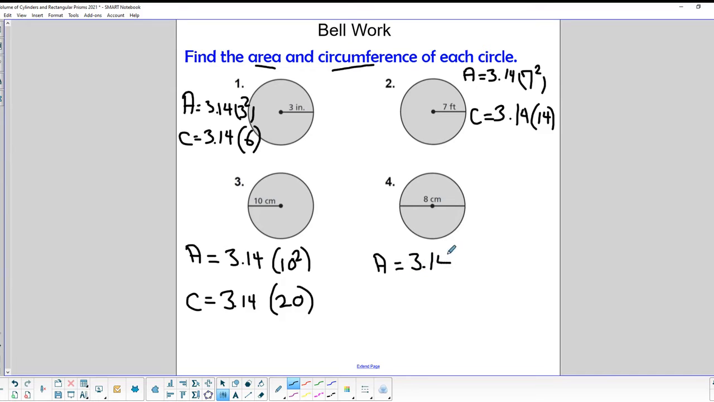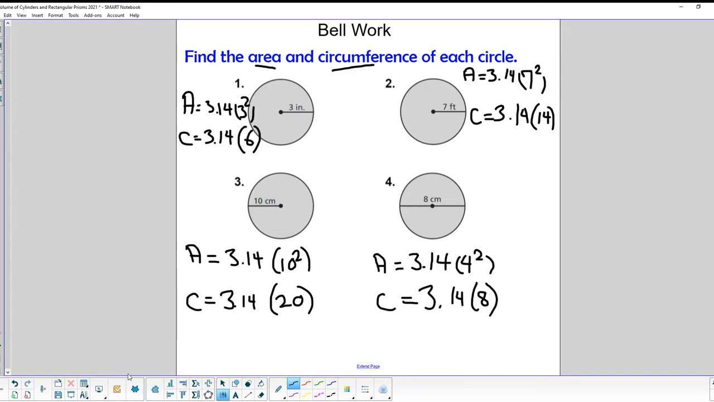And on the last one, 3.14 times 8 squared. Excuse me, you have to do the radius. So you divide 8 by 2, and you get 4. So 3.14 times 4 squared. And then the diameter is 8. We do need that for circumference, so 3.14 times 8. All right, so there's how you'd set up all four to get the area and the circumference.